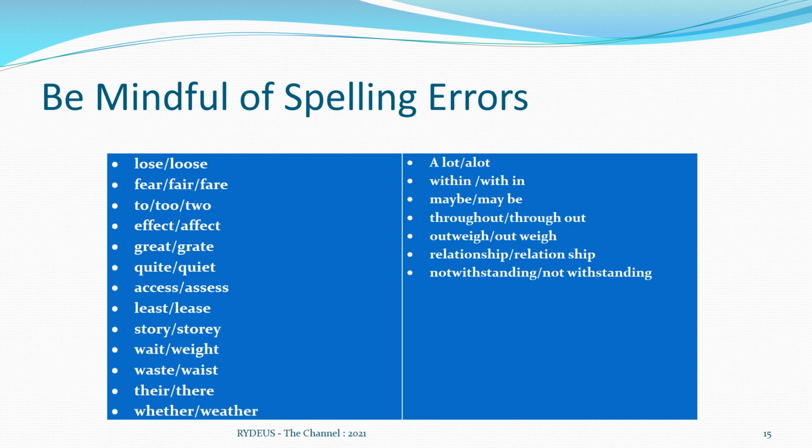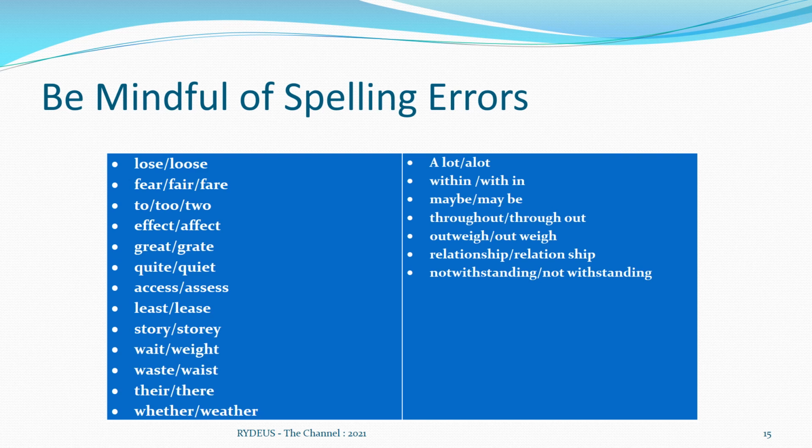So here's a list of frequently misspelled words that you could pay attention to. And what I'm encouraging you to do is create your own list of frequently misspelled words based on when you're proofreading your assignments. So we often see persons using loose as lose quite often, not knowing which to use. Confusing effect and affect, great and grate, quiet and quite, access and excess, lease and least, story and storey, wait and weight, waste and waist, there and their, weather and whether. So pay attention to these things.